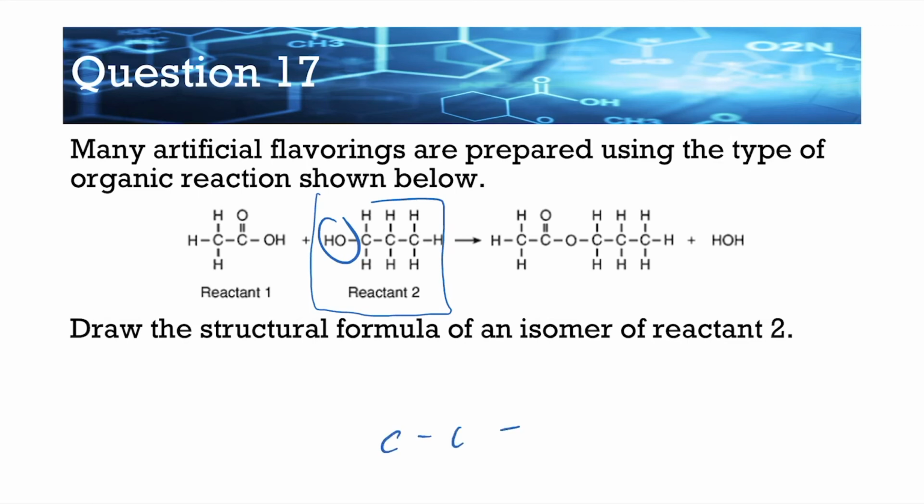So if we draw it like that, you have the same formula, we just moved the OH group. Now, if you move the OH group to the other end, that would not work because it's the same compound. So, moving stuff to the middle, when you have something on the end and you move it to the middle, that's a guaranteed way to make an isomer. There are other ways, this is just the easiest way.